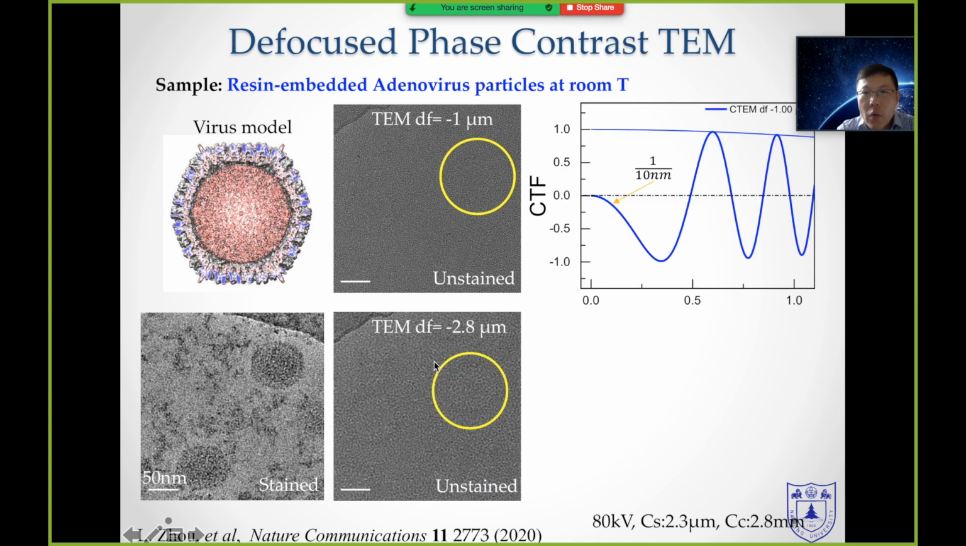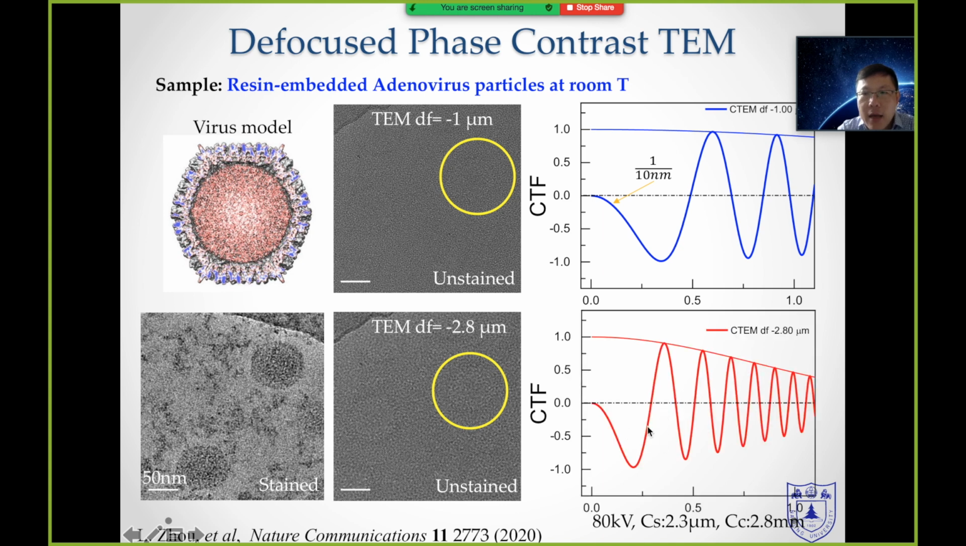In order to increase the contrast of the particle, we normally increase the defocus value to push the CTF back to lower frequency, for example 1/10 nanometer, where we can see the shell thickness of the viral particle slightly better. But this causes quick oscillation of the CTF at high frequency and scrambles high resolution information. Therefore, there is a trade-off between resolution and contrast in TEM.